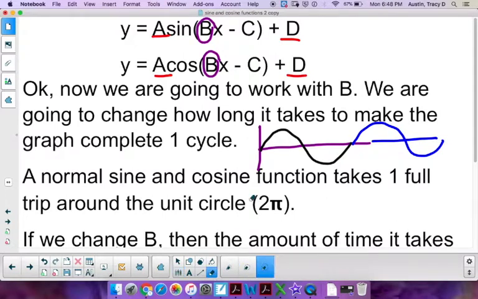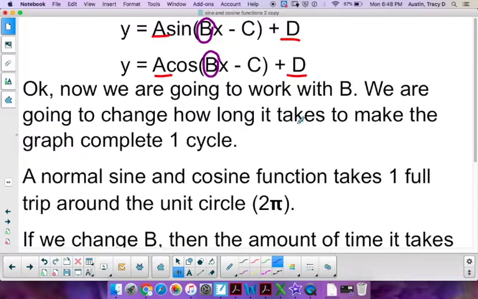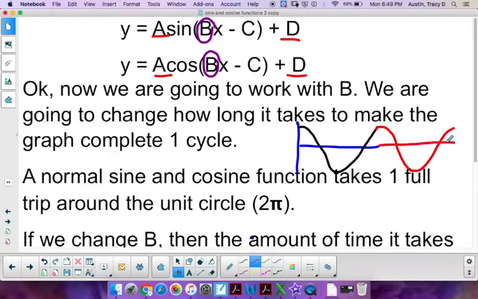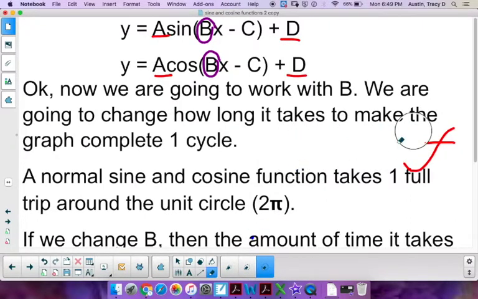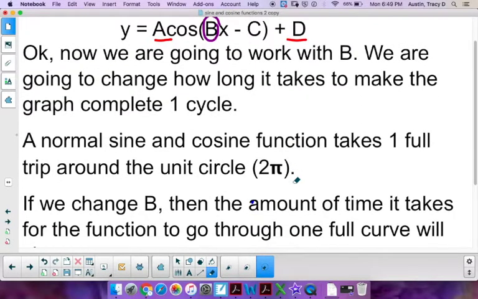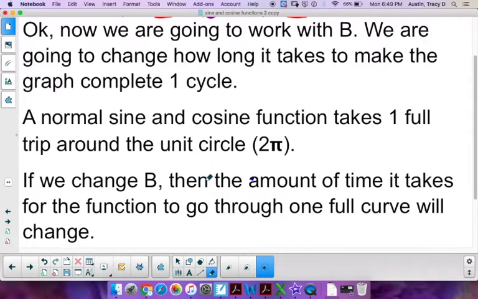Okay, it's a function. They just keep going as long as you put the arrows on the end. Cosine is the same way. Okay, one full curve for cosine looks like this. Starts at 1, goes down to -1 and back up to +1. Well, if you kept graphing it, it would keep going forever and ever. Okay, we care about how long it takes for it to go through one full cycle. And today we're going to change that. We're going to make it cycle faster, or we're going to make it cycle slower. Okay? So if we change B, the amount of time that it takes to go through one full cycle, or one full curve, will change.